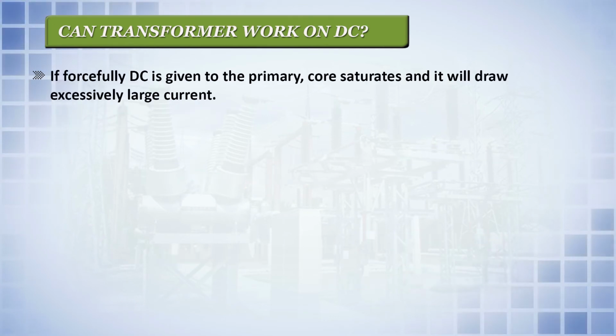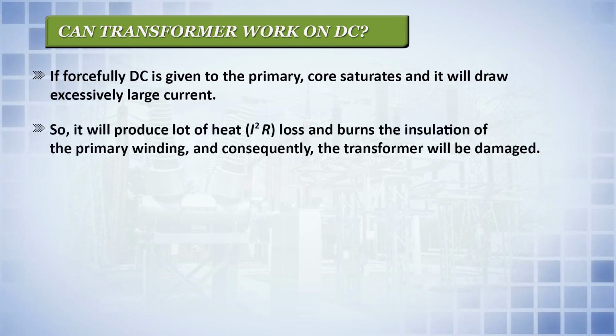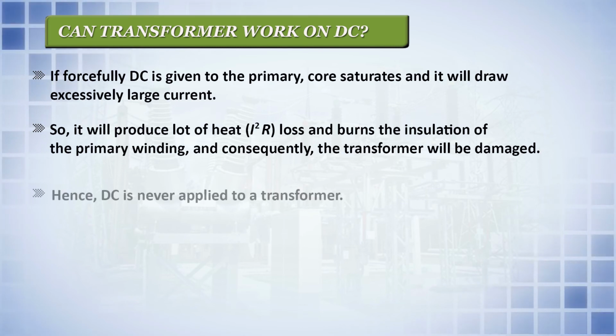If DC is forcefully given to the primary, the core saturates and it will draw very high current. This current is much more than the rated full load current of the primary winding. So it will produce a lot of heat, that is the I square R losses, and burn the insulation of the primary winding, and the transformer will be damaged. So you have to remember that DC is never applied to the transformer.